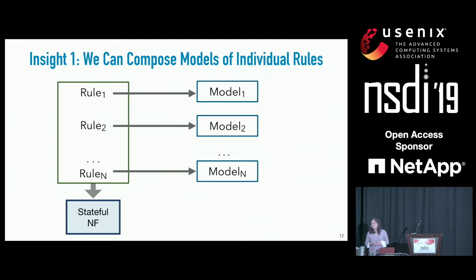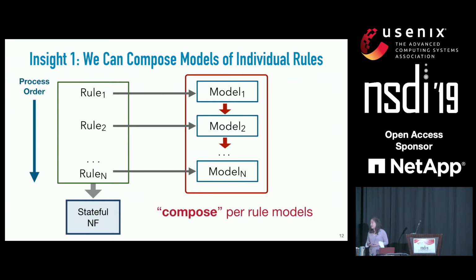But what if we have some means to get a model for each concrete rule? If we have that, and if we know the process order of how the rules are parsed by an NF, then we can logically compose the model for individual rules. I'll give you an example. In the case of first match, where the first matched rule is applied, we can do: if packet matches rule 1, apply model 1. Else if packet matches rule 2, and so on.